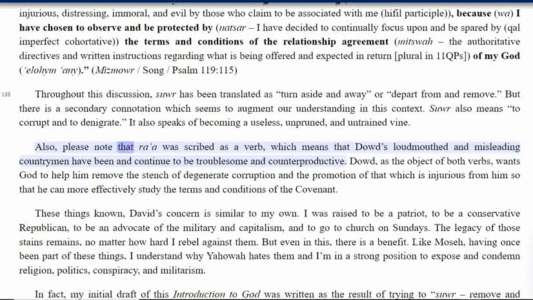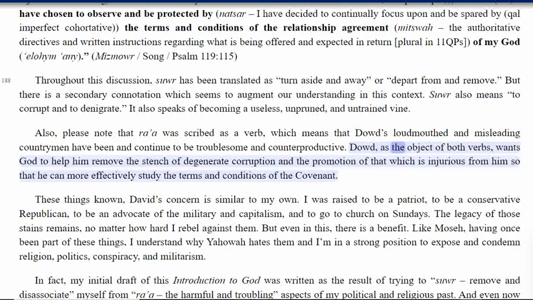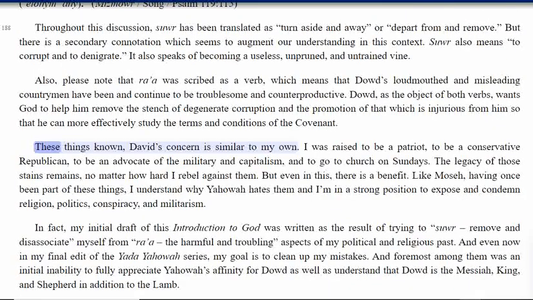Also, please note that ra was scribed as a verb, which means that Dowd's loudmouthed and misleading countrymen have been and continue to be troublesome and counterproductive. Dowd, as the object of both verbs, wants God to help him remove the stench of degenerate corruption, and the promotion of that which is injurious from him so that he can more effectively study the terms and conditions of the covenant. These things known, David's concern is similar to my own.